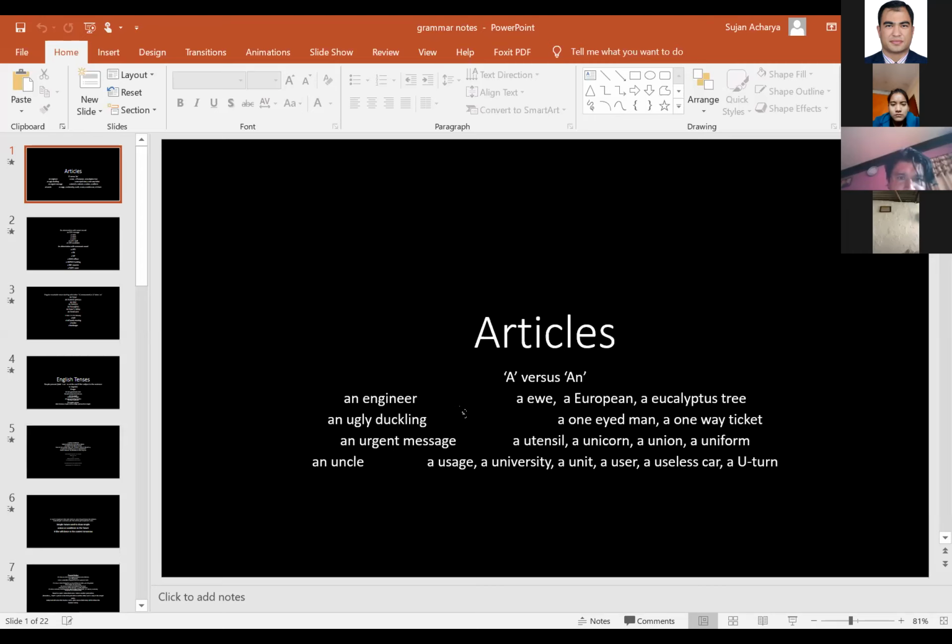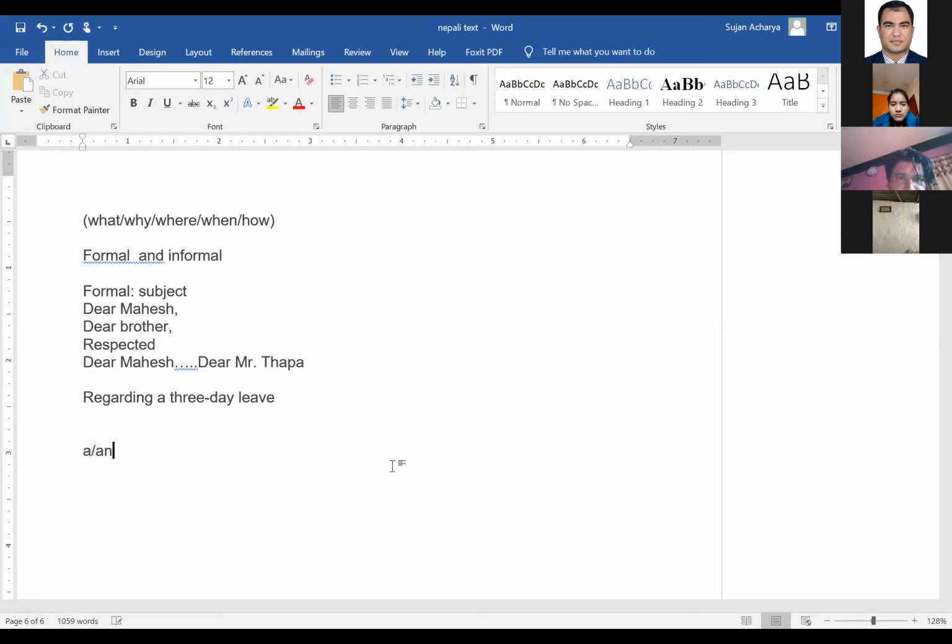And talking about articles, before we go to the slide, we use article A in front of a singular countable noun starting with a consonant sound. And we use an in front of a singular countable noun starting with a vowel sound. We don't always go for the alphabets, like an apple. Obviously, except A, E, I, O, U, there are other alphabets that are pronounced as vowels when they start, usually in abbreviations, and we use an. We'll come to that a little later.